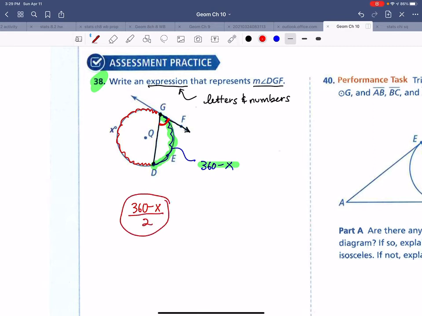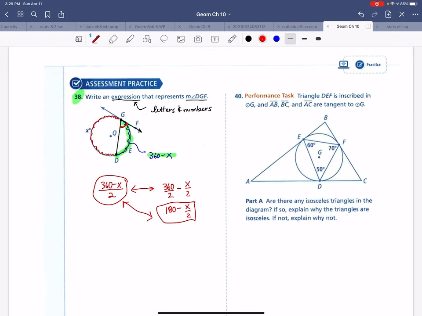Now, you could also show it like this. You could distribute that 2 on the bottom, so do 360 divided by 2 minus X divided by 2. So that's 180 minus X over 2. This would also be a correct answer. Both of these are correct. They are equivalent.